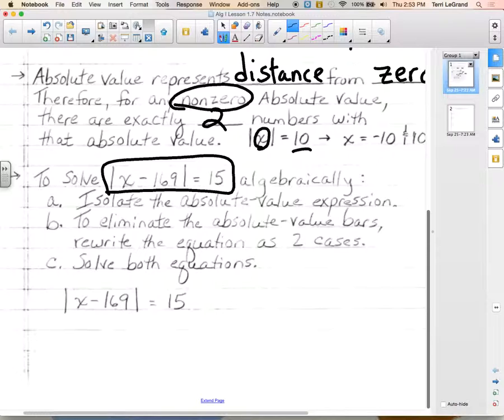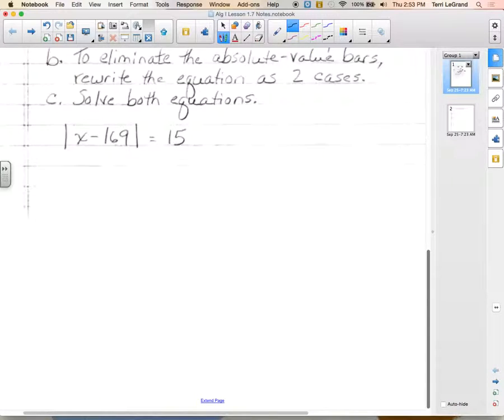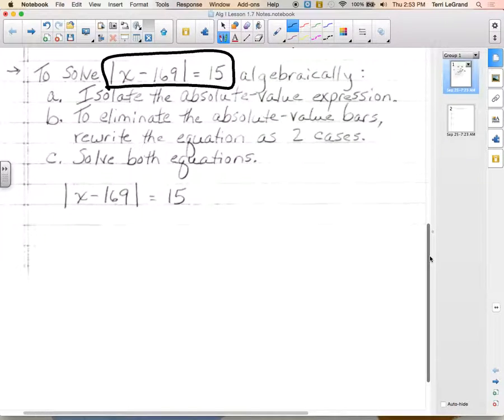Okay? First thing you're always going to look for is step A. Do I need to isolate the absolute value expression? In other words, is the absolute value expression by itself already on one side? That's the first thing you're always going to look for. What does isolate mean? Like, by itself. Is anything else going on with it? No. If you're isolated, can you have any buddies around? No. If you're in isolation, nobody else should be there, nothing should be there. So isolate means by itself.